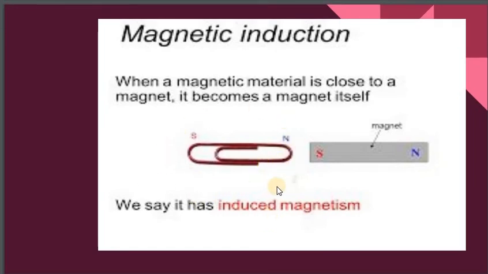When you place a magnetic material near a magnet for quite a long time, then this magnetic material itself becomes a magnet. This process is called induced magnetism.